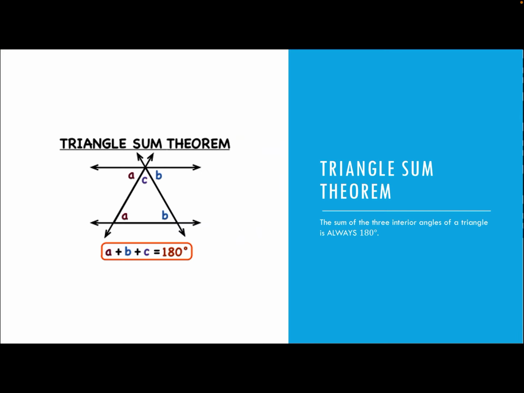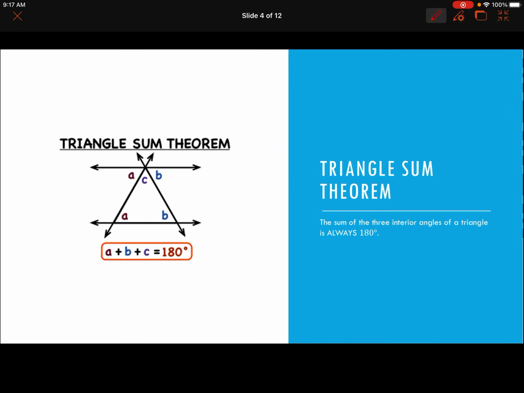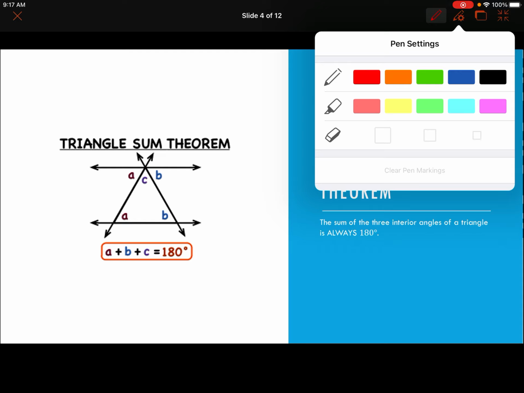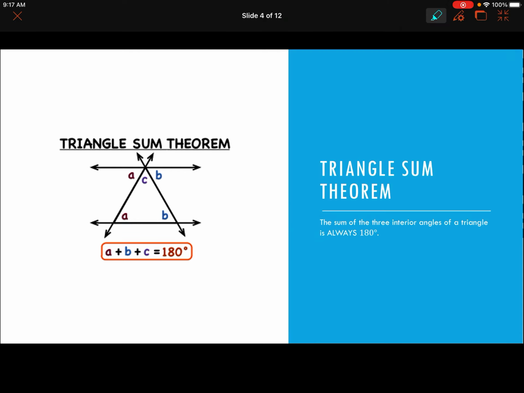So first, we have the triangle sum theorem. Big theorem in geometry: the sum of the three interior angles of a triangle is always 180 degrees. So let's see why this is true. Let's get a highlighter up and we'll highlight the triangle in blue. This is the triangle that I'm highlighting in this teal or turquoise color. All right, so that's our triangle.